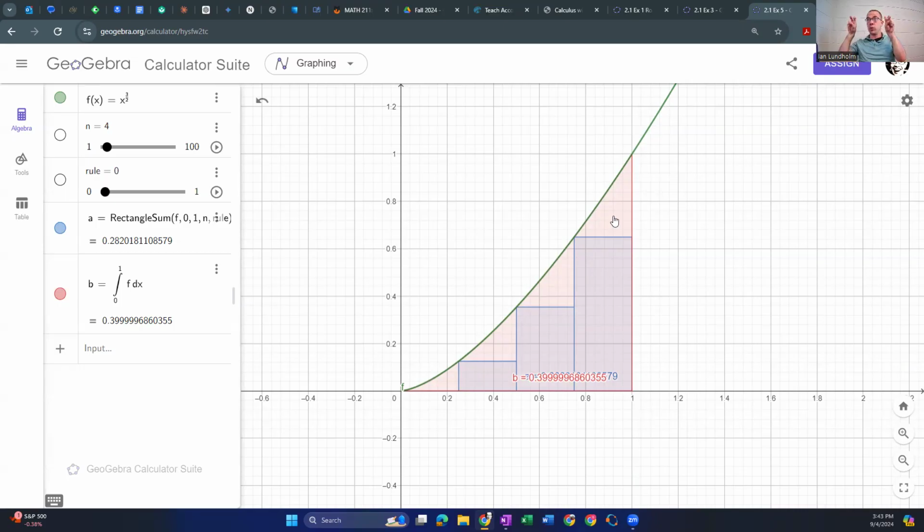One of them is changing the rule that we're using. Right now, we're using what's called a left-hand rule because we're starting off the height of each rectangle based on its leftmost endpoint. And so we follow this function up here and we create a rectangle based on this height. So the rectangle touches at its top left corner. If we change the rule, we can change these to a midpoint rule, where we look at the middle of an interval and use that to determine the height of a rectangle.